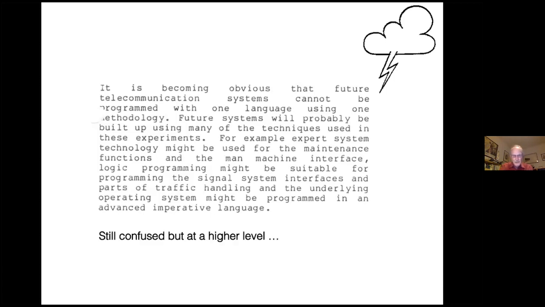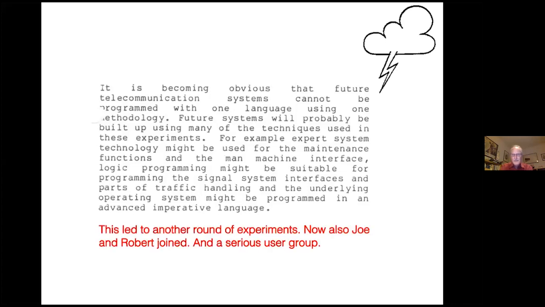Still confused, but at a higher level. On the other hand, we had learned a lot. So then it was about time to sort of go back to first principles and start again.